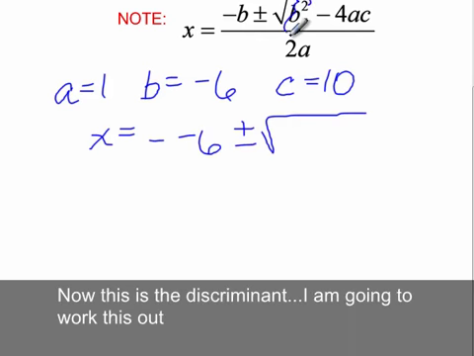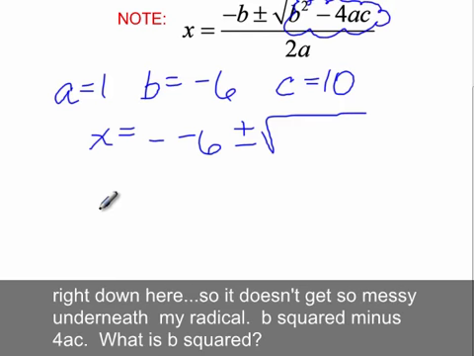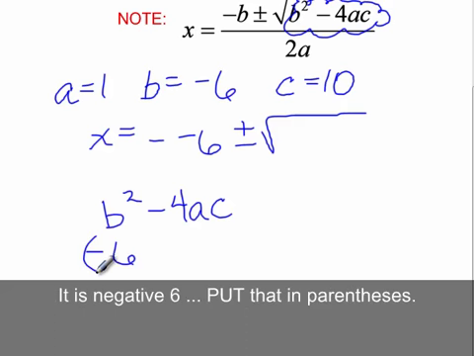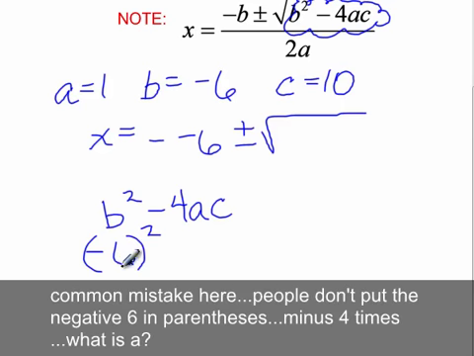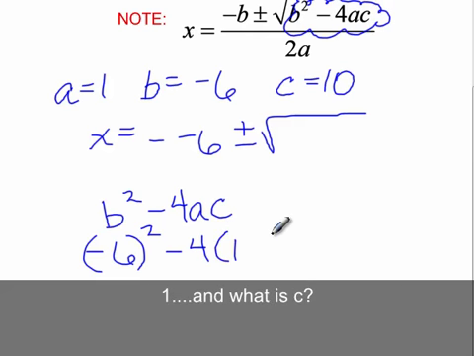Now this is the discriminant. If you don't mind, I'm going to work this out right down here so it does not get so messy underneath my radical. B squared minus 4ac. What is b squared? It is -6. Put that in parentheses. Common mistake here. People don't put the -6 in parentheses. Minus 4 times what is A? 1. And what is C? 10.